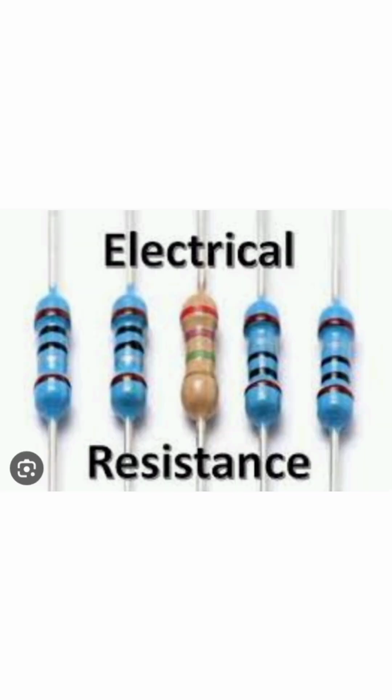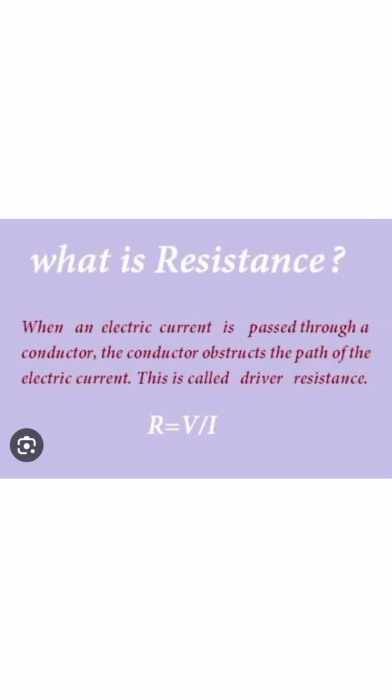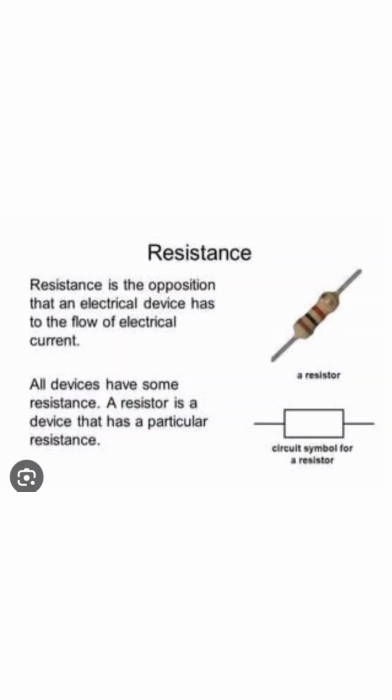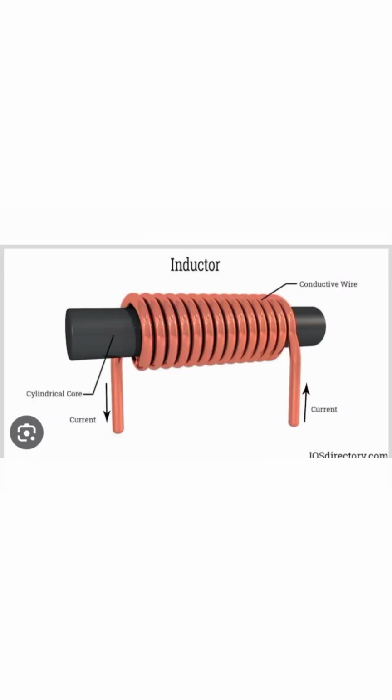And the next thing is resistance. What is resistance? In this picture you can see the resistors which are used in power lines. All electrical devices have some resistance, which opposes the flow of current, which means it regulates the flow of current. A resistor is a special device specialized in resistance. It is denoted by the symbol capital R, and the unit of resistance is the ohm.